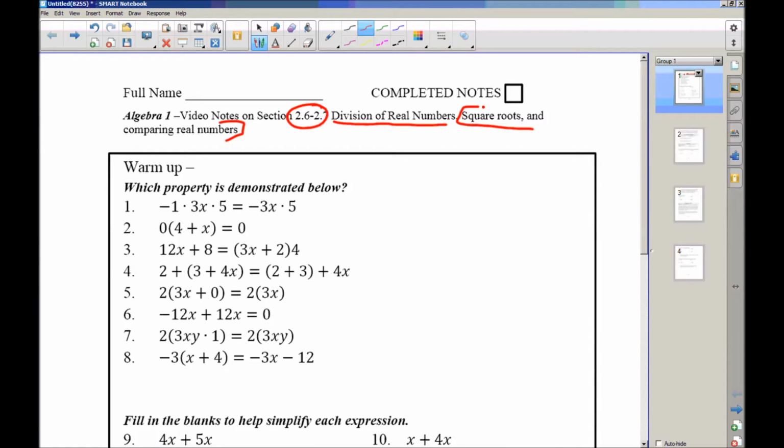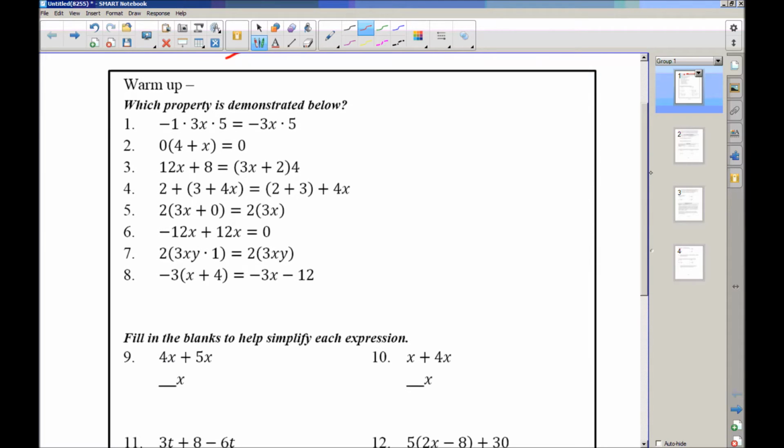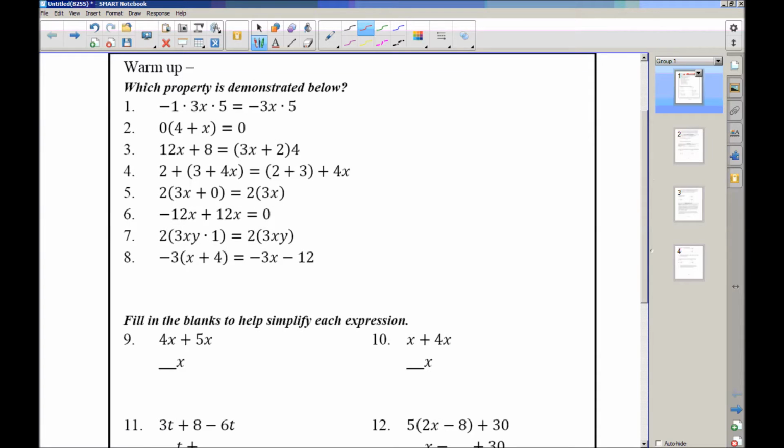Alright, so which property is demonstrated below? This is our warm-up problems. If you haven't tried these properties, please do so first. It really will help you learn them better.